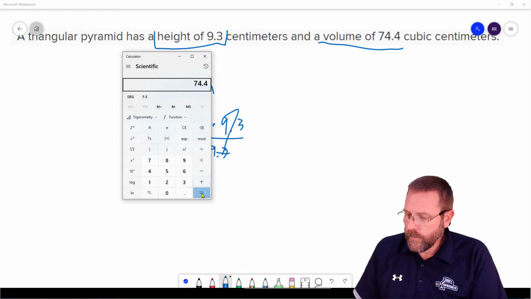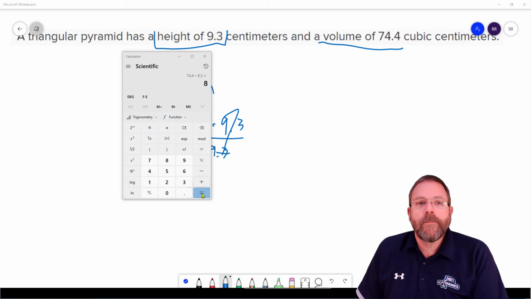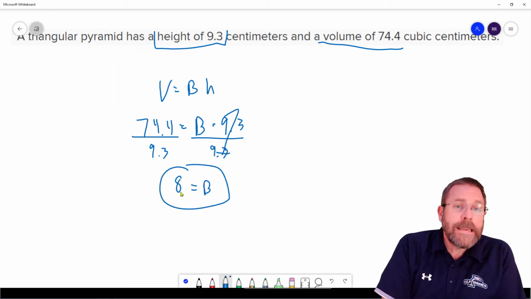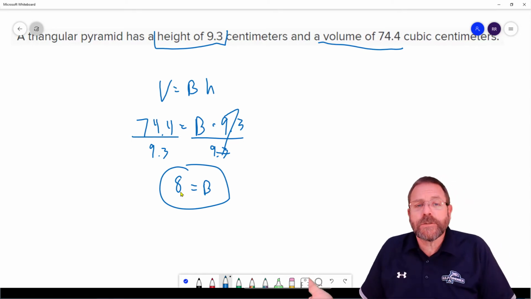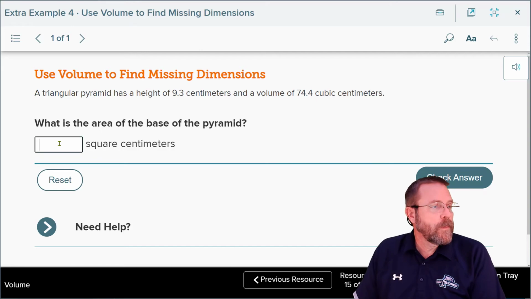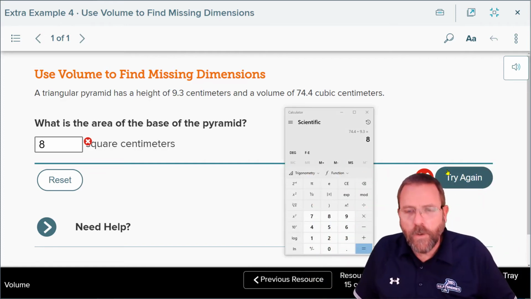And then we got 74.4 divided by 9.3, which means the base area of our triangular prism is just going to equal 8. That's it. It's almost anticlimactic at this point. I'm going to come back over here, plug in 8 square centimeters. Uh-oh, maybe it's not 8. Hold on. Dang me. I totally missed.